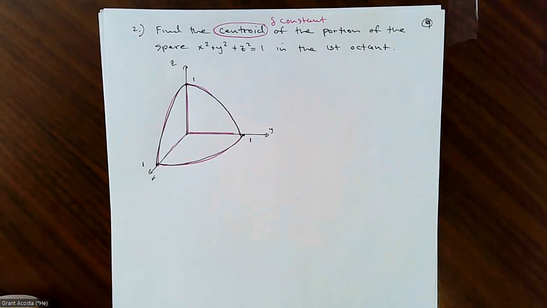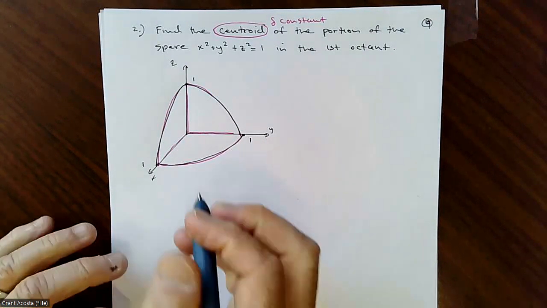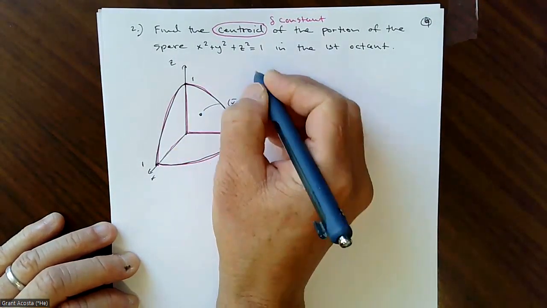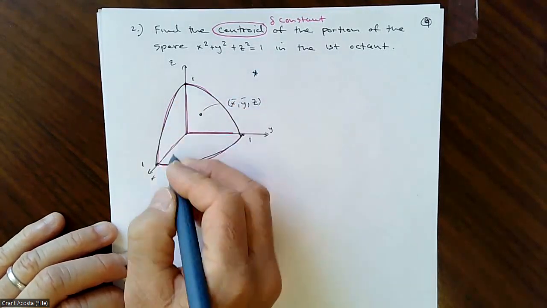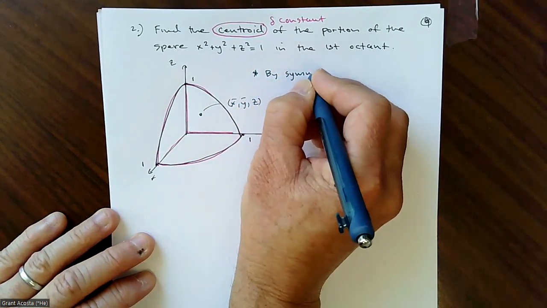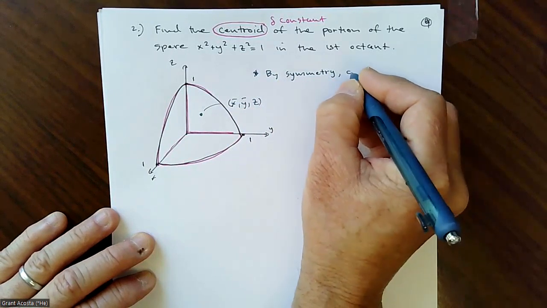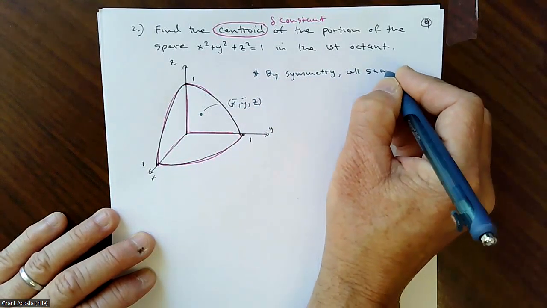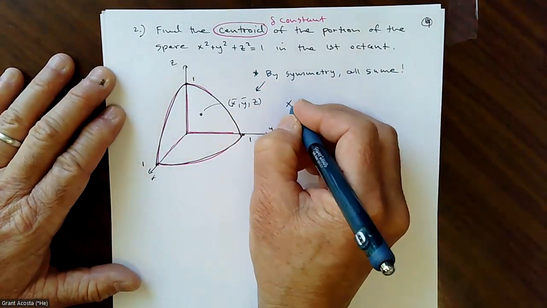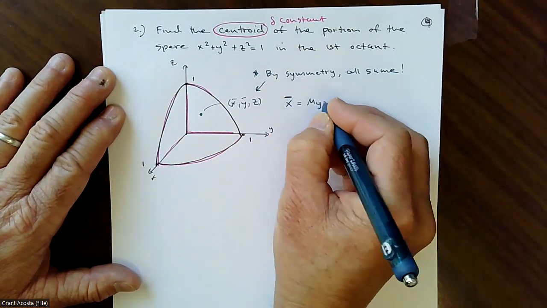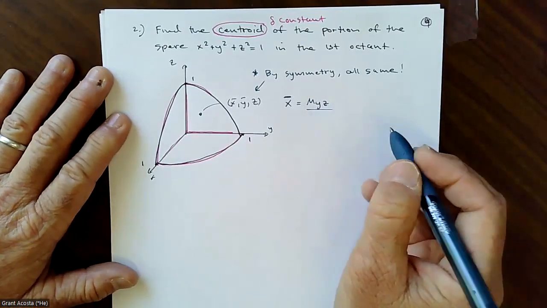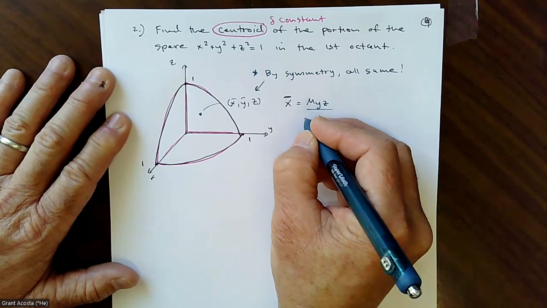And once again, by symmetry, I think we could agree that we're looking for an x bar, y bar, z bar, but since this looks the same in all directions, by symmetry they're all going to be the same. So let's go for x bar. x bar is the moment about the YZ plane, divided by the mass. If you haven't seen the video on finding centers of mass, you might want to go back and look at that.